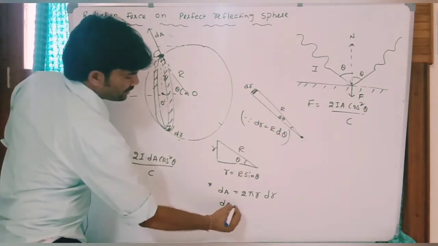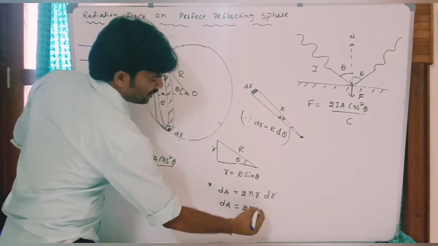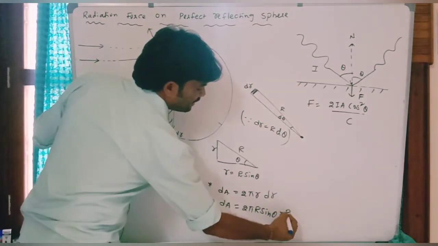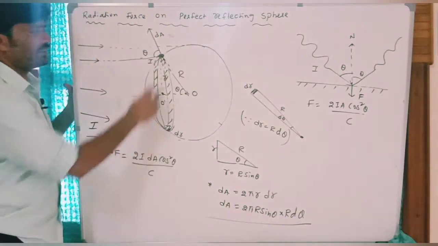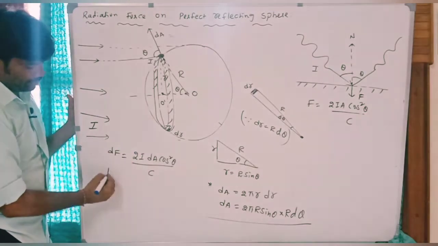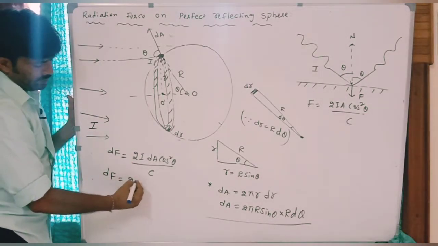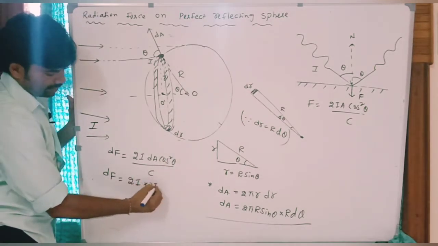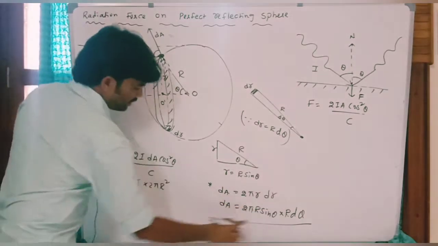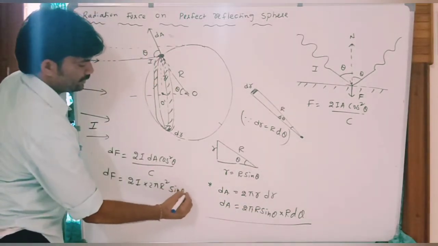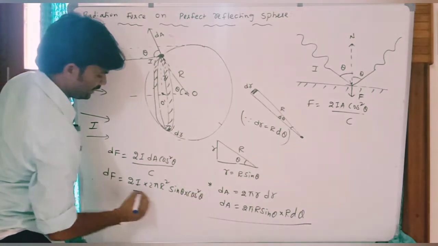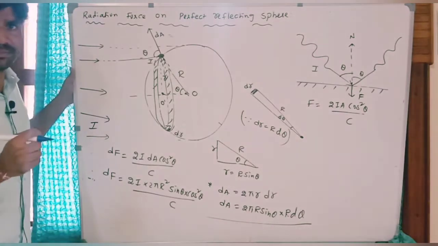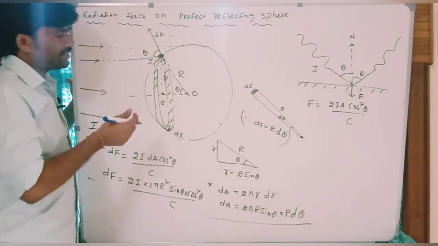So the area of the strip is 2 pi, this small r is r sin theta, and dr, the thickness of the strip, is r d theta. That is the area of this circular strip. So the force experienced by that strip is 2I times 2 pi r, so you can write 2 pi r square, r into r square, sin theta into cos square theta by c. That is the force experienced by only the strip, but we need the force due to all the strips.